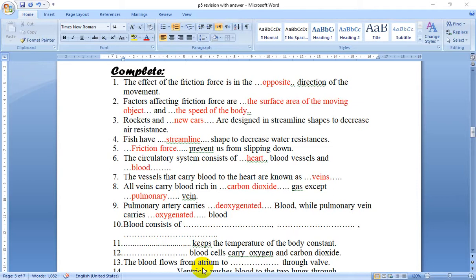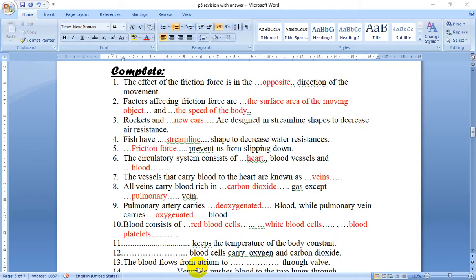Number 10. Blood consists of what? Blood consists of 4 compositions: red blood cells, white blood cells, blood platelets, and plasma. Here we need only 3, so you can write 3 from them. So blood consists of red blood cells, white blood cells, blood platelets, and also plasma.